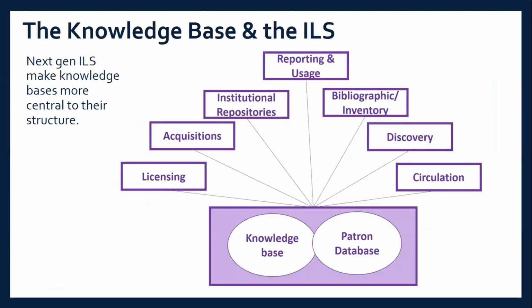However, when we look at the structure of next-gen ILSs, like Folio or Ex Libris' ALMA or WorldCat's WMS, the knowledge bases are more central to the structure, with bibliographic information being one of many databases that provides additional information about the resources in the knowledge base.